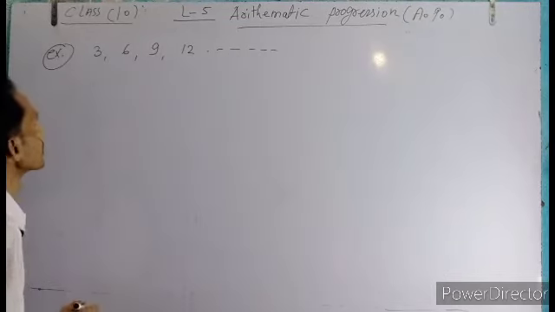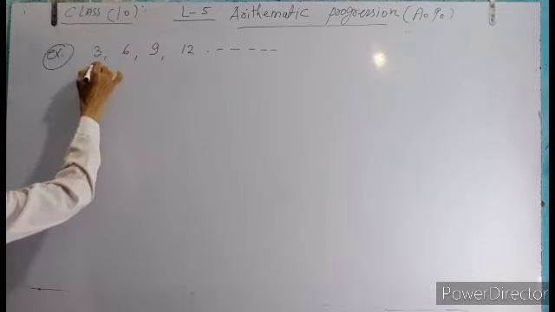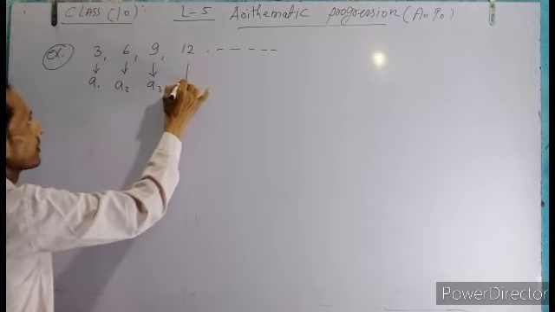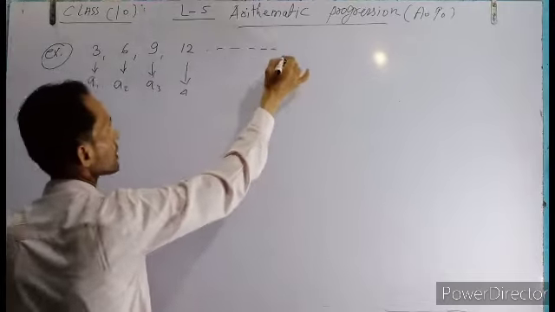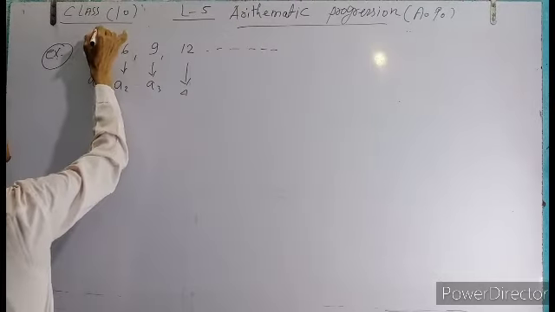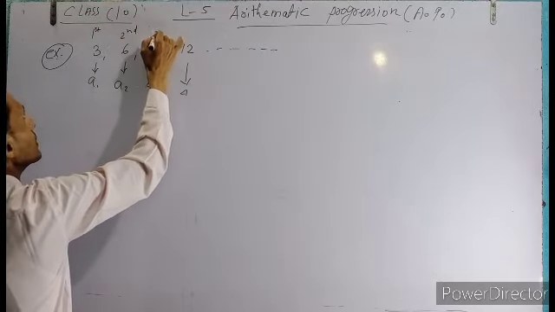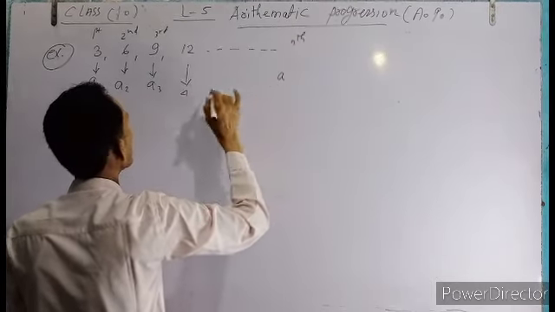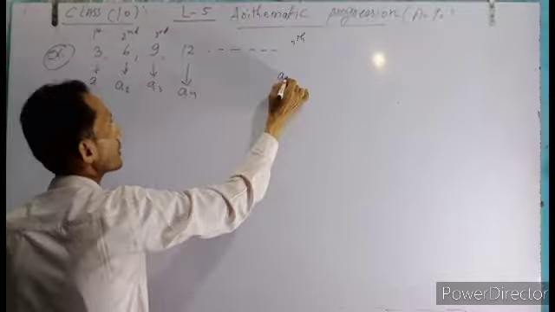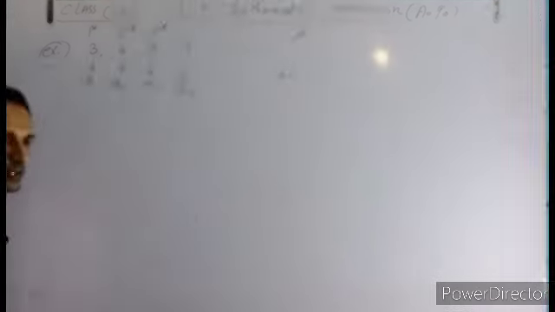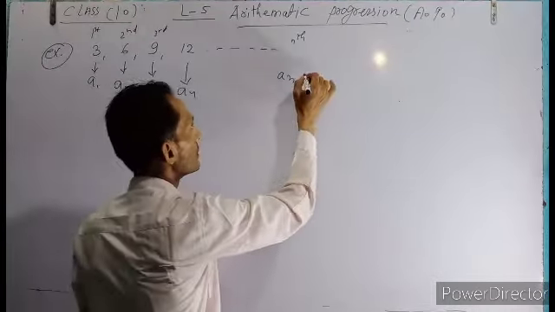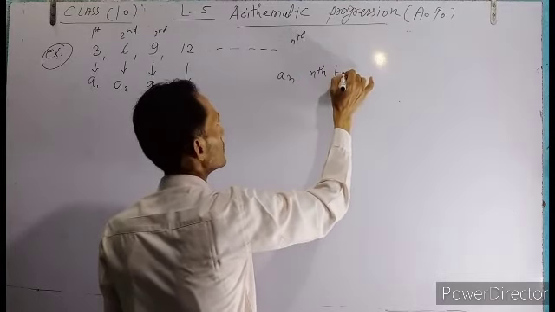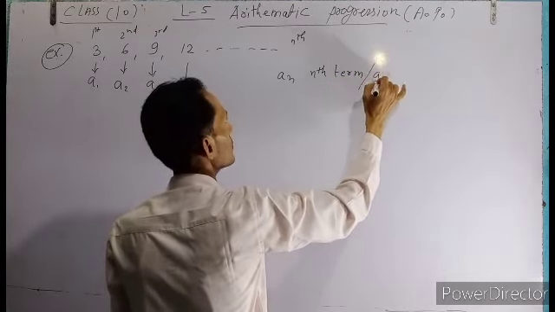Here, A1 is called the first term, A2 the second, A3 the third, and A4 the fourth, and the nth term is called the nth term or the general term.